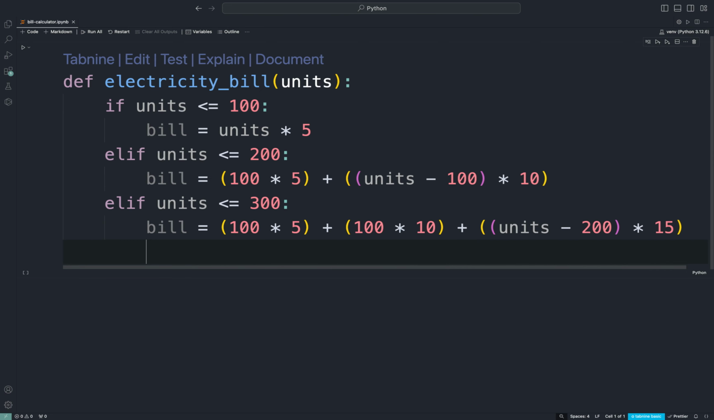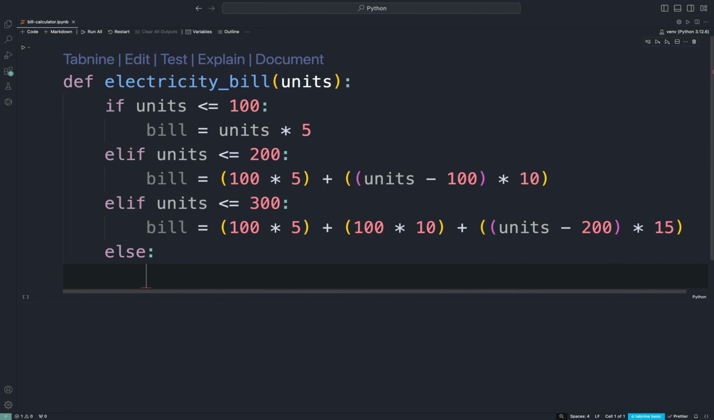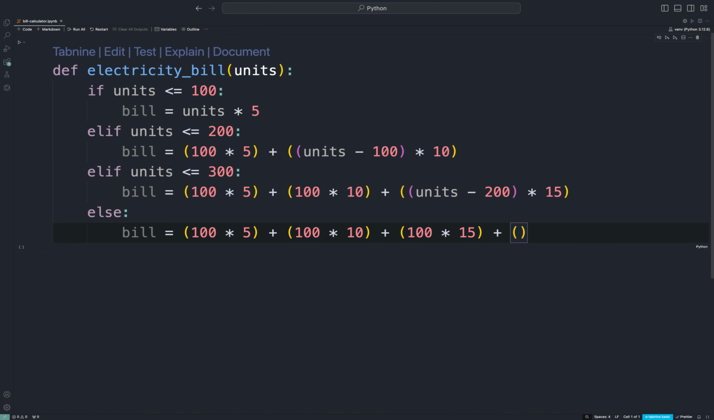If the units consumed are more than 300, then the program calculates the cost for the first 100 units at 5 rupees per unit, then calculates the cost for the next 100 units at 10 rupees per unit, then calculates the cost for the next 100 units at 15 rupees per unit, then calculates the cost for the remaining units above 300 at 20 rupees per unit, and at last adds all the four costs to get the total bill.